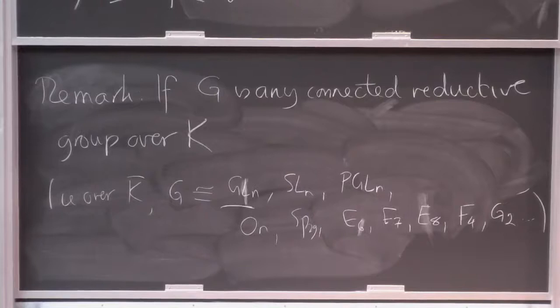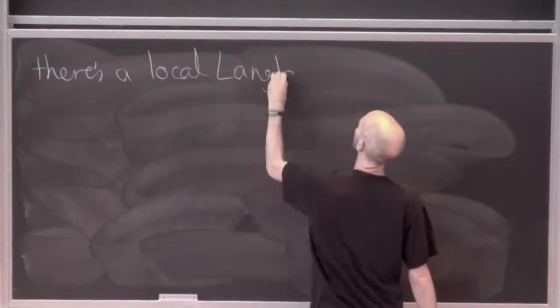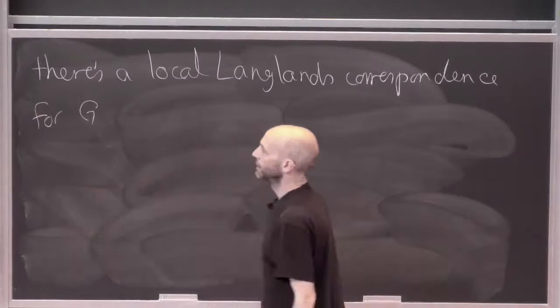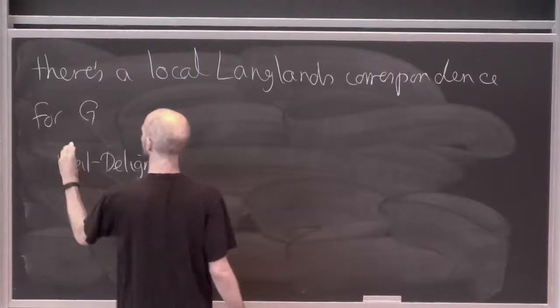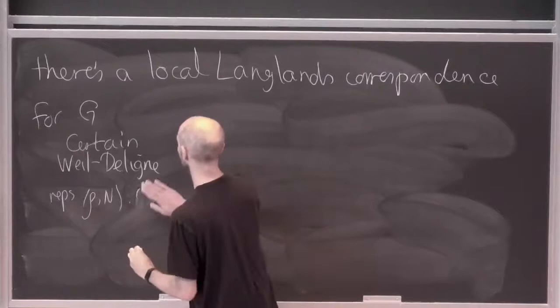And for each of these groups, Langlands wanted to formulate a local correspondence. Let me just tell you, if G is any connected reductive group over K, then there's a local Langlands correspondence for G. You could imagine what it might say. So we need some kind of Weil-Deligne representations, certain Weil-Deligne representations, rho comma N, from some Weil group. Well, where's this going to go?